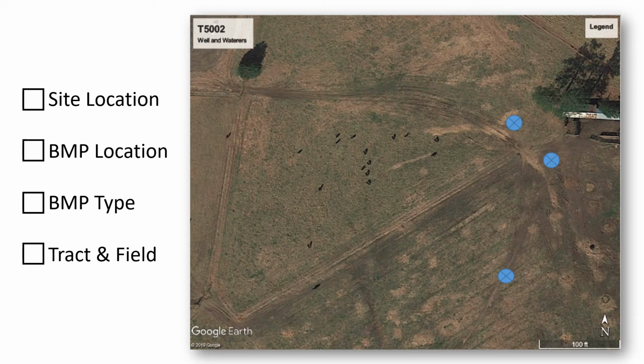This map has too large of a scale. We cannot see the location in relation to landmarks such as road. We can guess that the blue dots with the X's are the BMP locations, but we cannot be sure as there is no legend or way to differentiate between the well and waterers. We are also given what is assumed the tract number of 5002, but we are not given the field numbers. Therefore, this map would cause the contract to be pended.